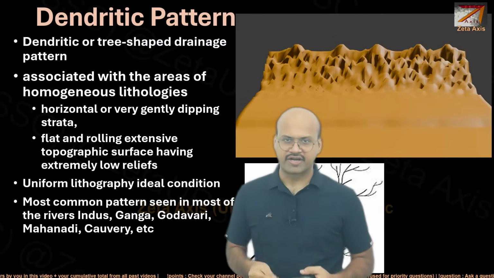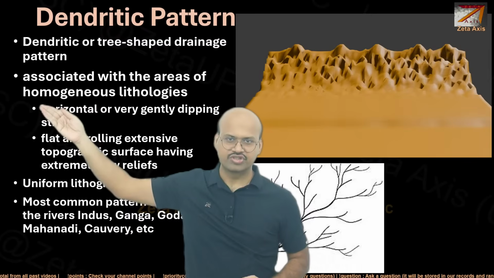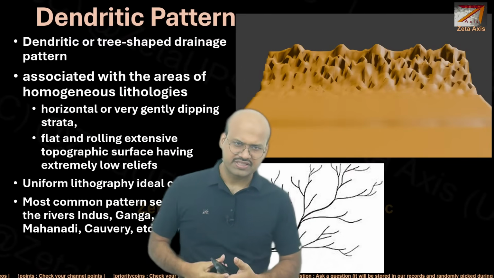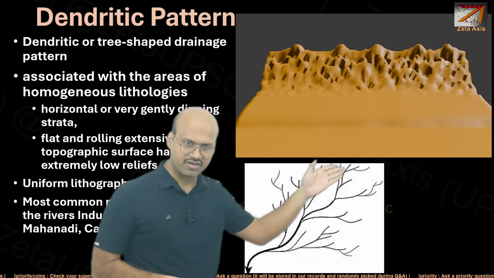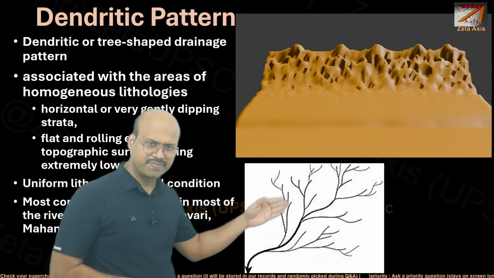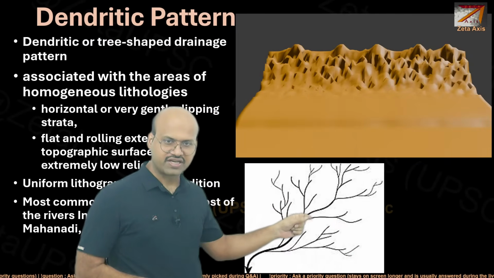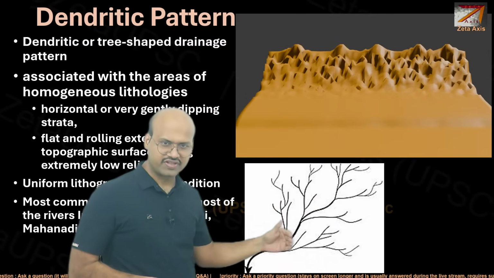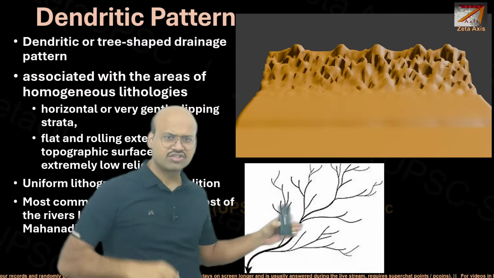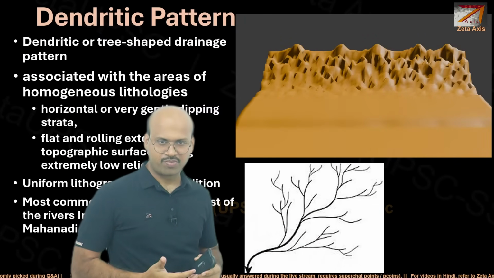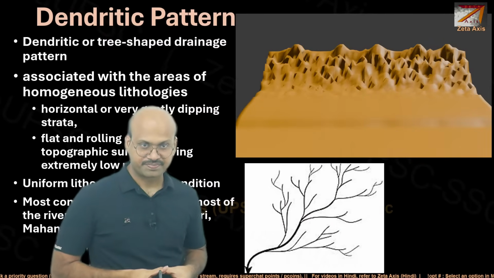The dendritic pattern is a tree-shaped drainage pattern associated with areas of homogeneous lithologies. Basically it is this kind of drainage pattern where the water is flowing from here towards this direction, and these are the branches. You can see that these are like branches of trees coming from the main branch. Because of this look of the flow system, it is called dendritic, like the nervous system in our body, where there is one main nervous system and then there are smaller dendrites.